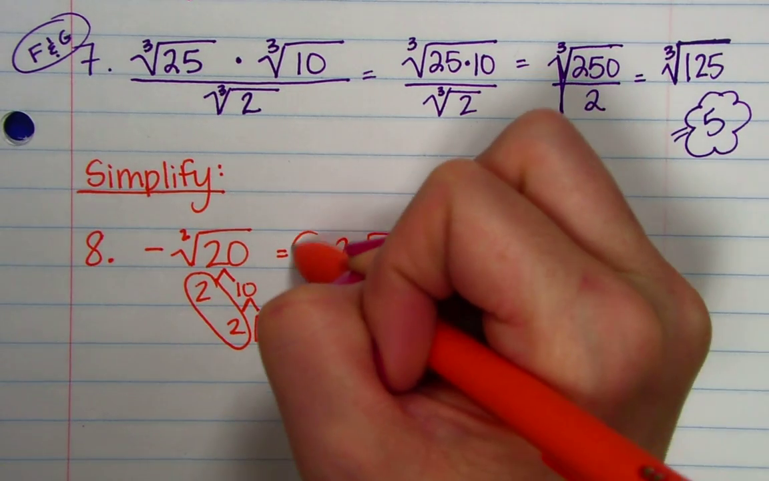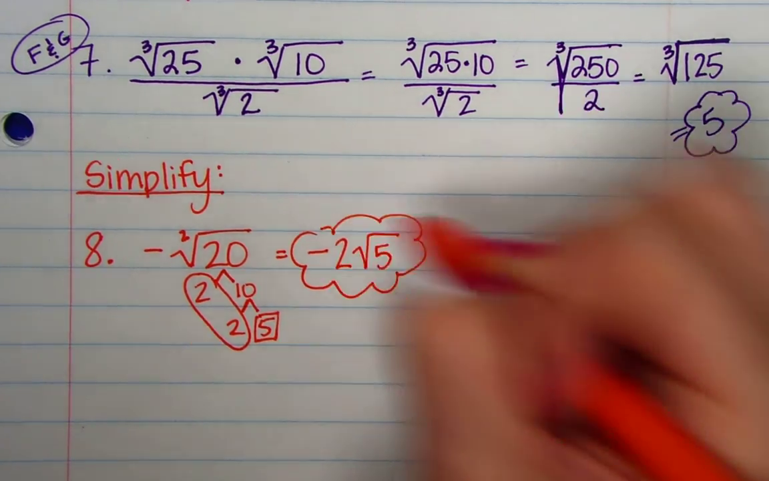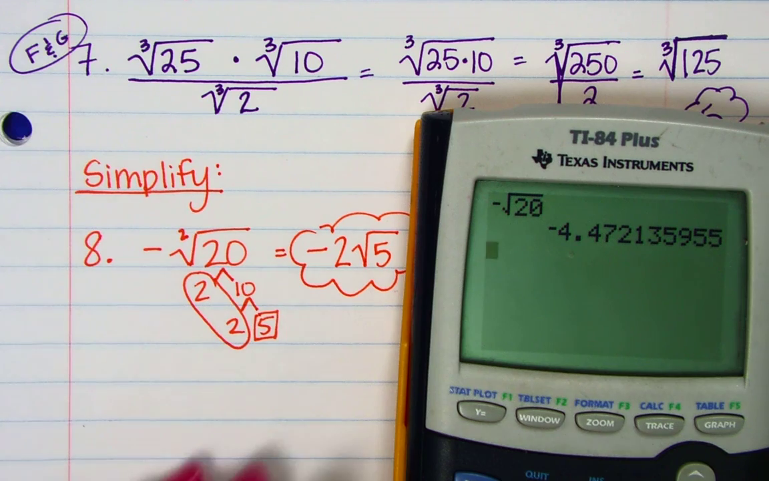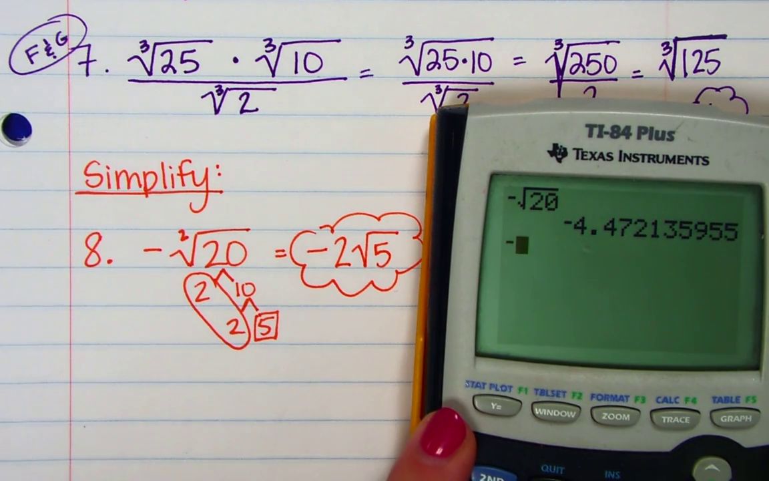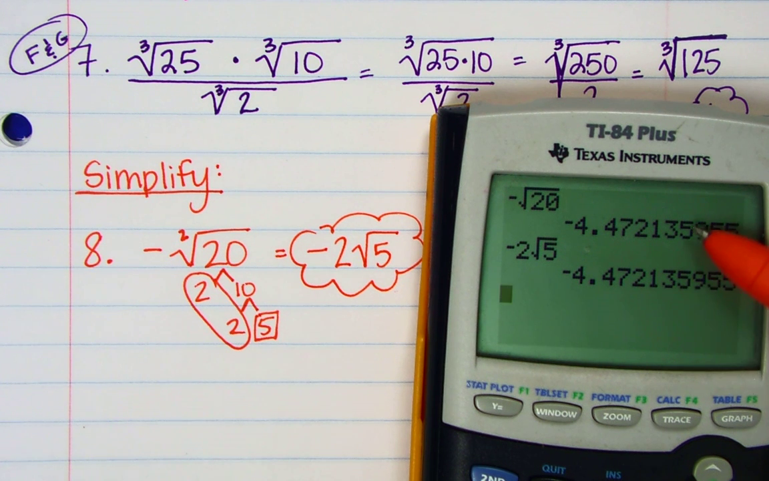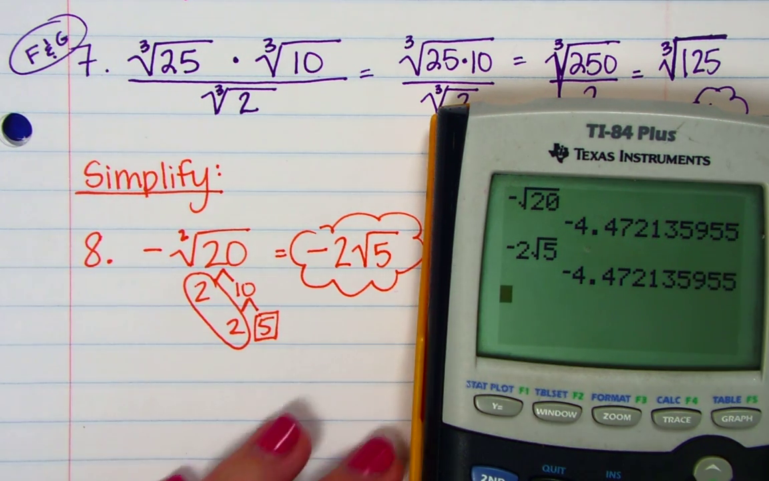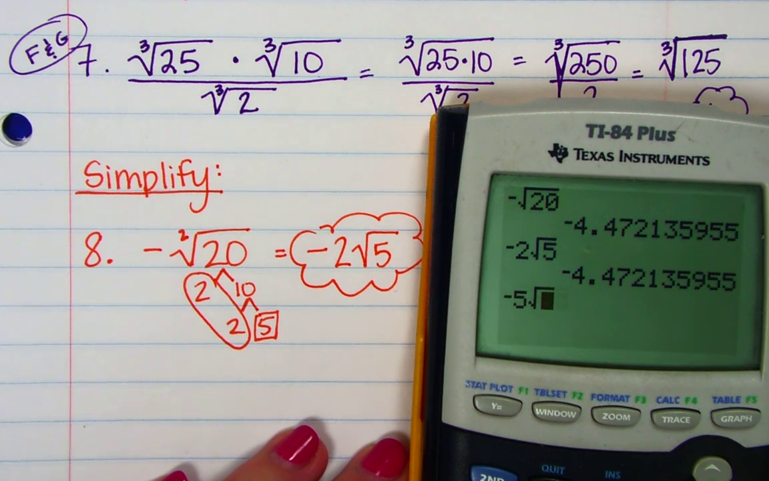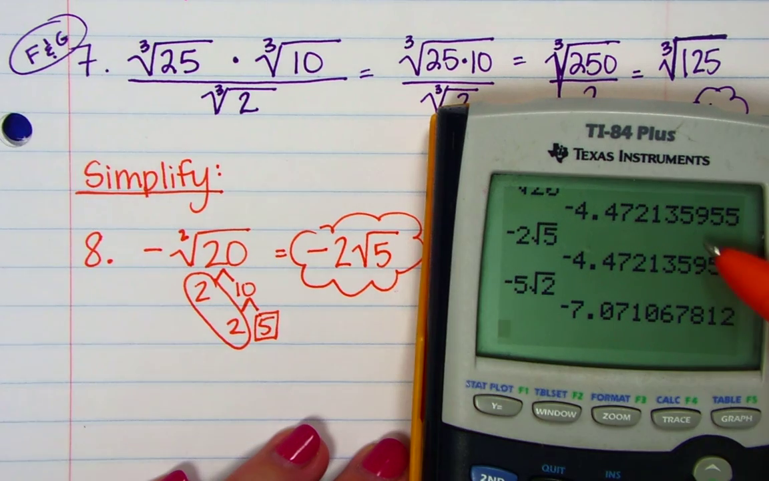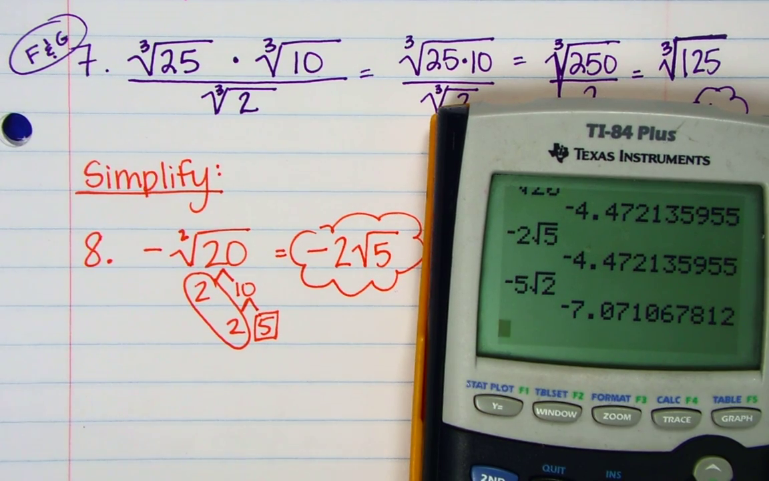Pairs go outside, leftovers go in the box. Okay, and if I type this in, the calculator won't give me this answer, but it will be the same decimal as what I started with. Okay, that's how I know I did it right. If you're not sure, try putting the 5 outside, and look, I don't get the same thing. So that's a way that the calculator, again, won't do the problem for you, but you can check yourself.